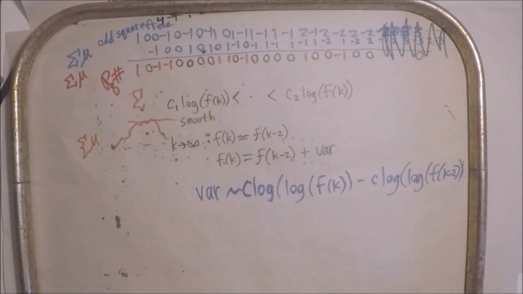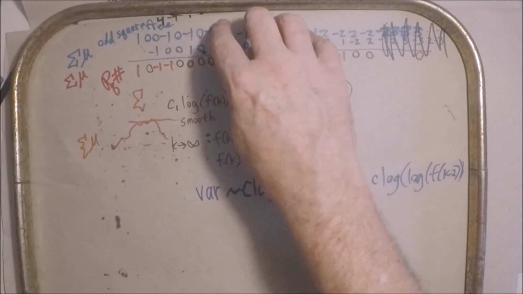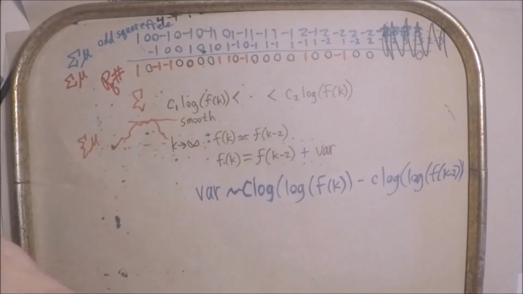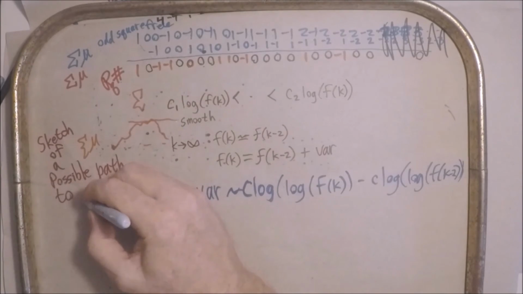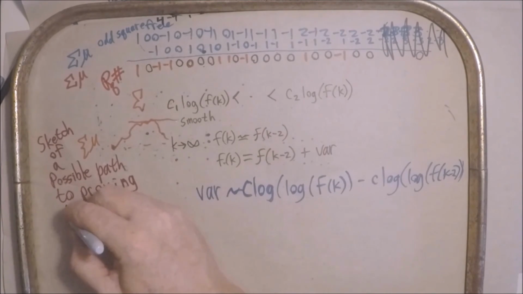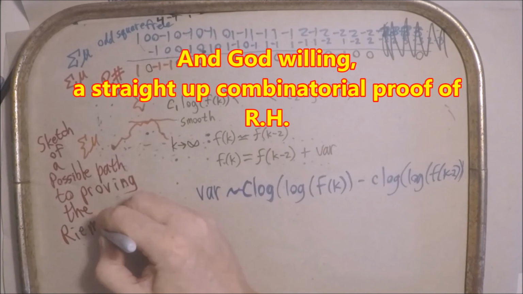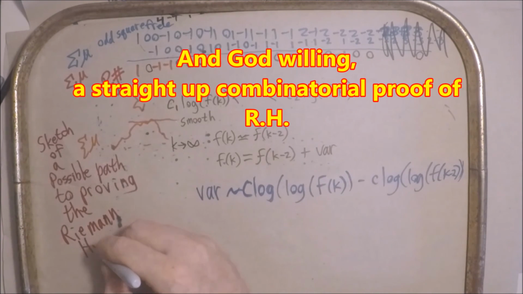And of course, the very first argument in the book on the truth of the Riemann hypothesis says that the number of times odd square-free integers occur is more or less the same as the number of times that even square-free integers occur. And that's exactly what this shows. So, a sketch of a possible path to proving the Riemann hypothesis.